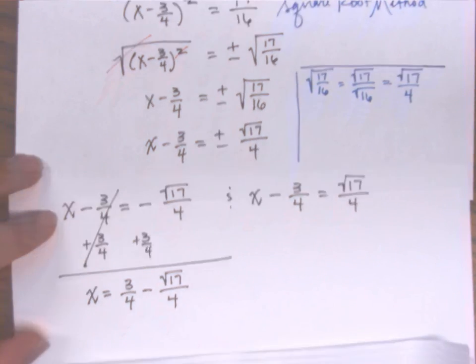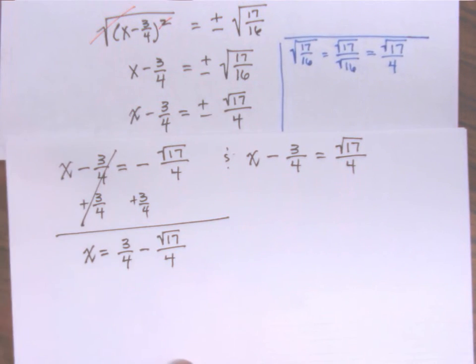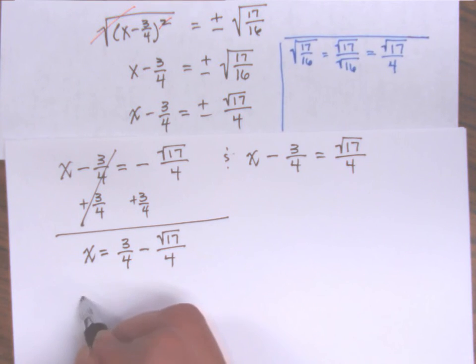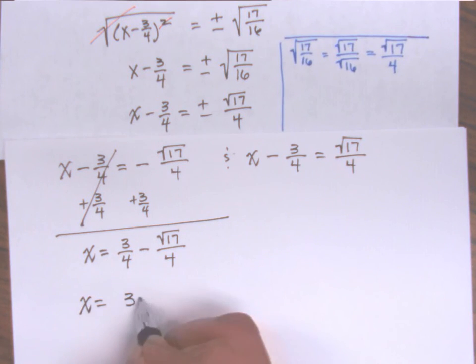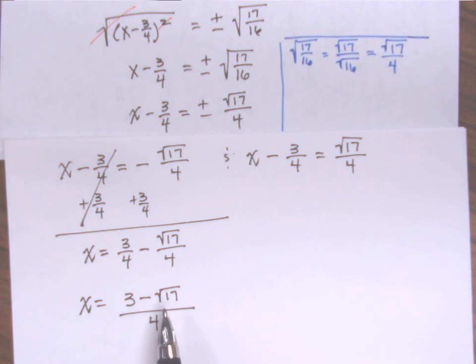Now, for some instructors, this might be enough of a solution to stop, but our fractions here have the same denominator, so we can rewrite it as one fraction. X equals 3 minus the square root of 17 all over 4. Okay? This is what we call an exact answer when it involves a square root like this. We don't want to do anything to change it. We don't want to change this into a decimal approximation. We just want to leave it how it is. Okay?